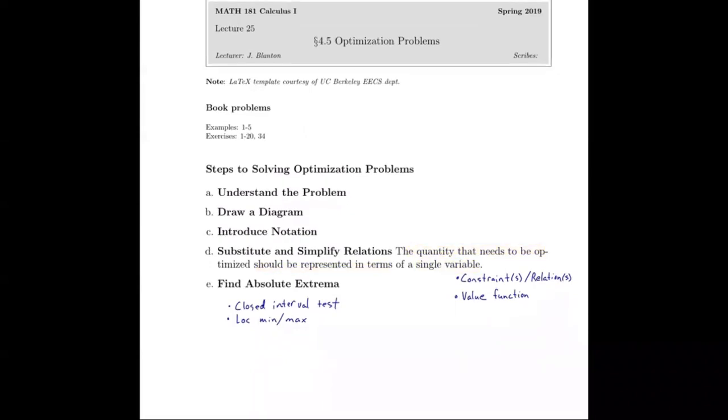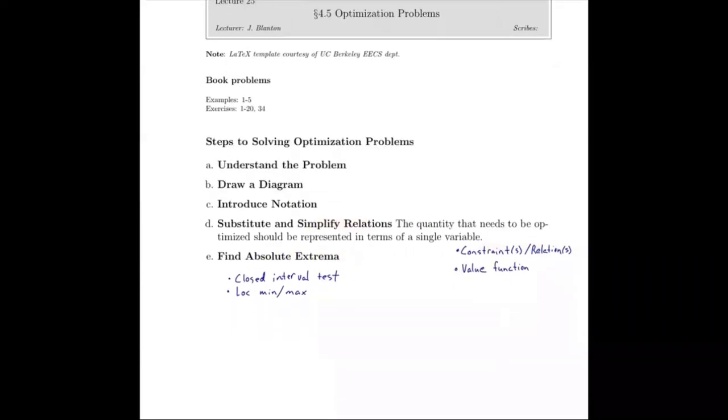Two ways to simplify these relations are to look at the constraints or the relations of the problem and make substitutions from those constraints into the value function. That's general, but I'll point that out when I do it in the examples that we work on. Lastly, we find the extreme value, or find the absolute extrema.